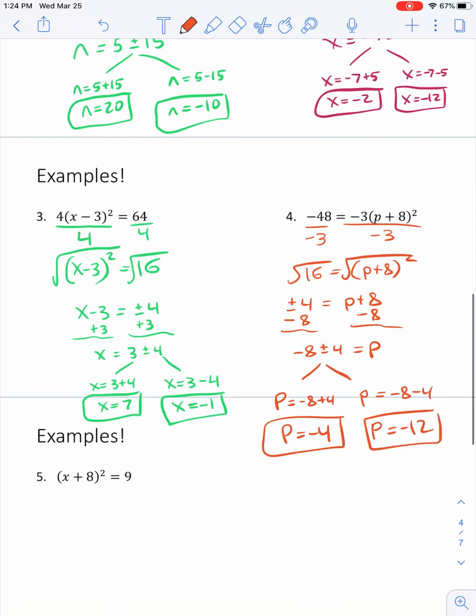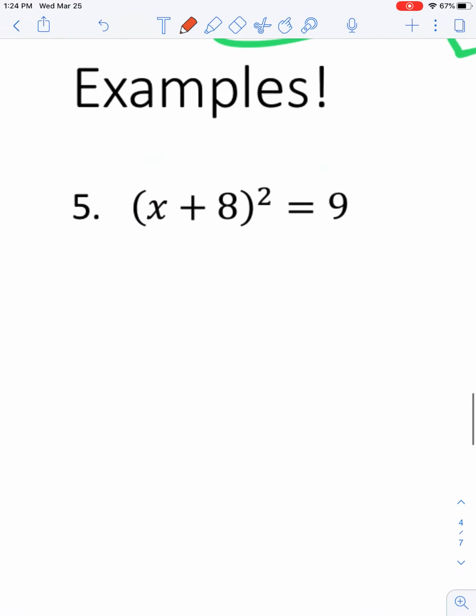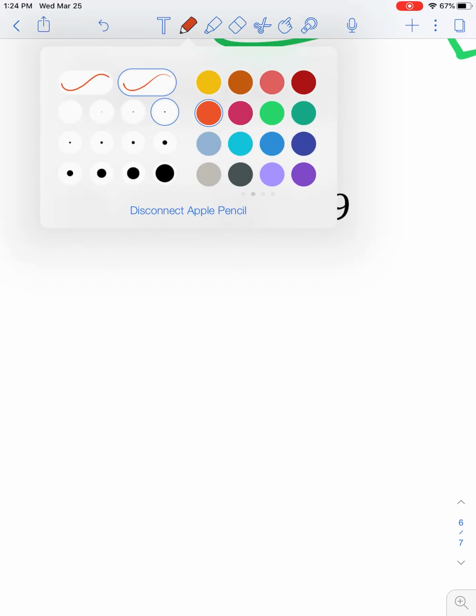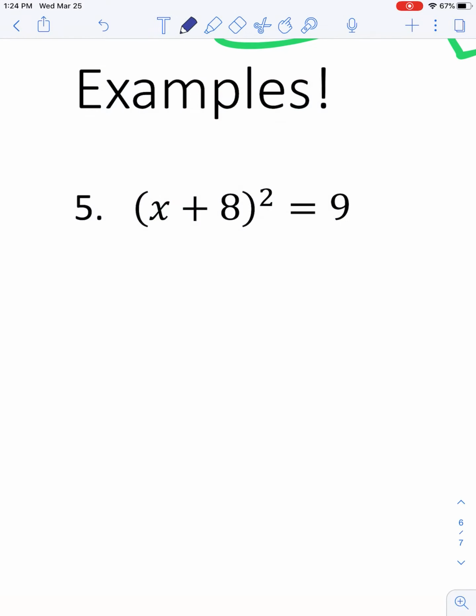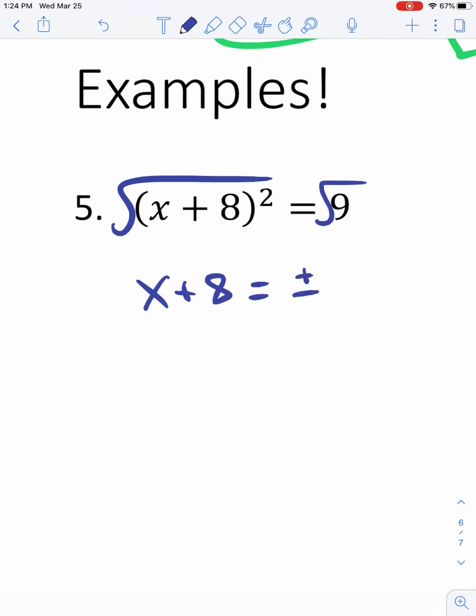Last problem. At this point, you should really be feeling comfortable with what we're doing. So one last problem to shore it up. We're going to square root right away. We're going to get x plus 8 equals plus or minus 3. Then we're going to subtract 8 from both sides.